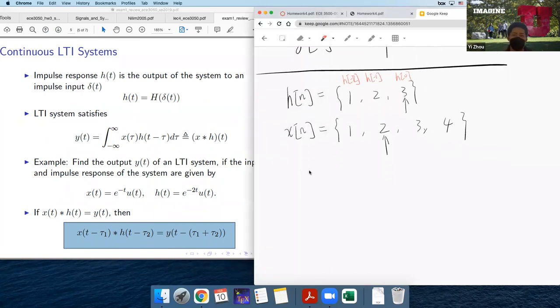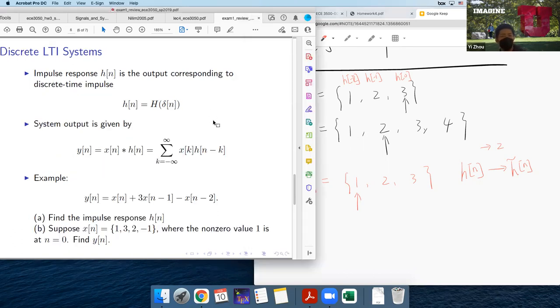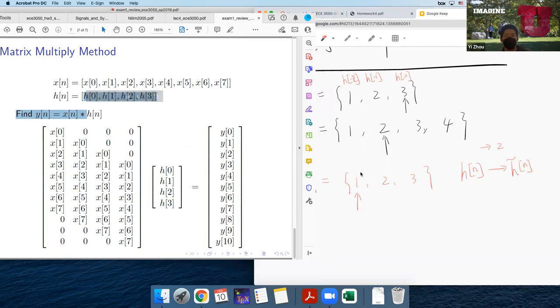So we can just do it like this. Instead of h[n], I consider h tilde[n], where I shift the signal to the right by 2 units. If I shift this signal to the right by 2 units, this h negative 2 now becomes h0. So now it falls into the standard form: the arrow is under the first entry.